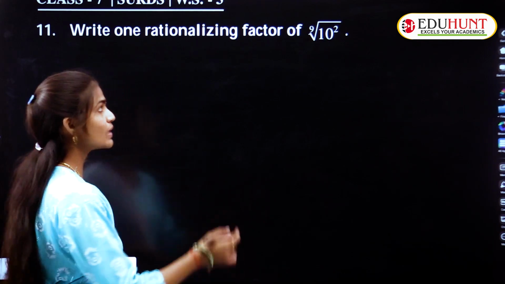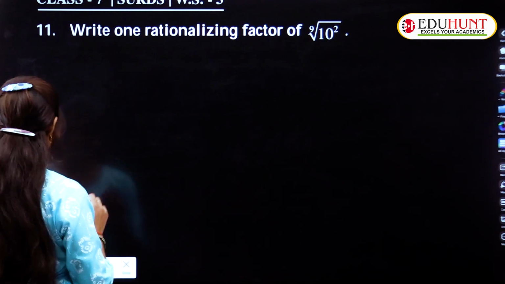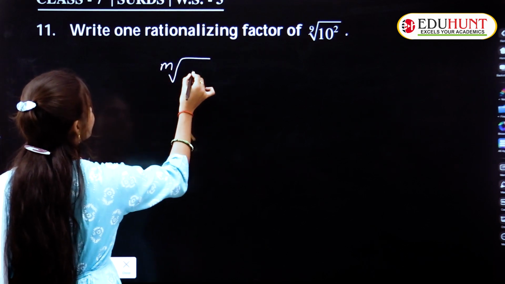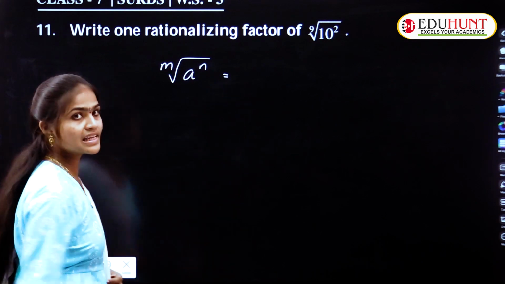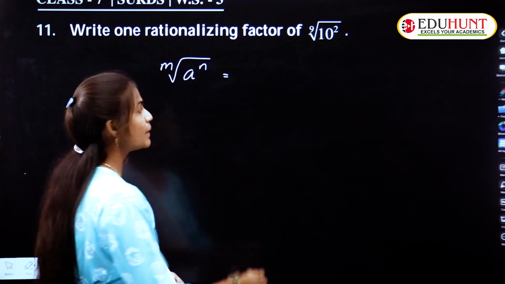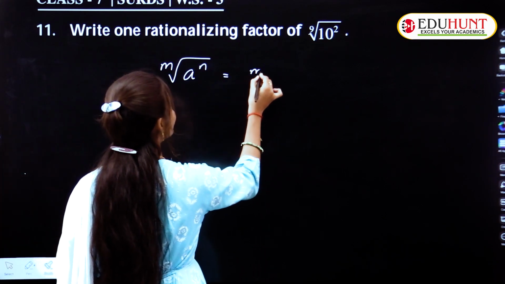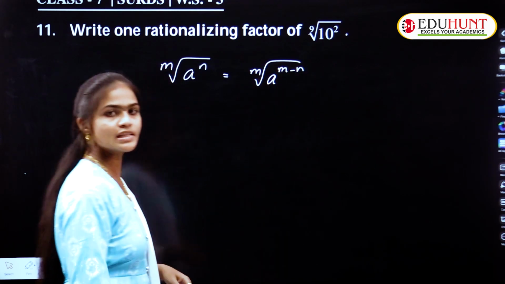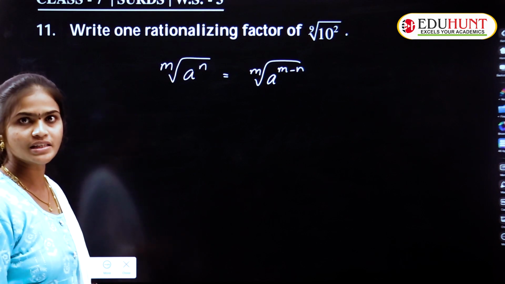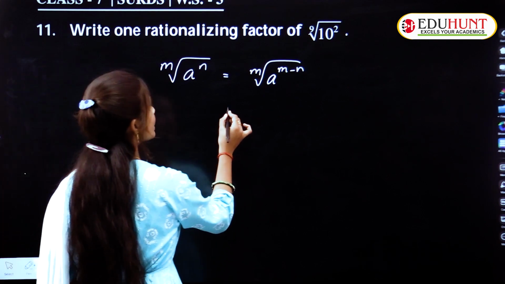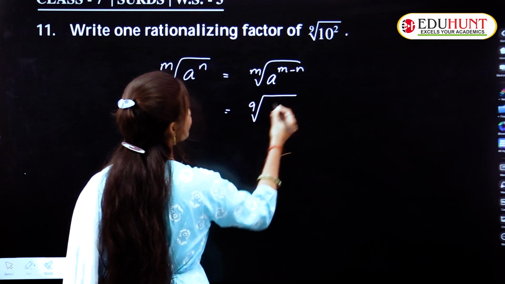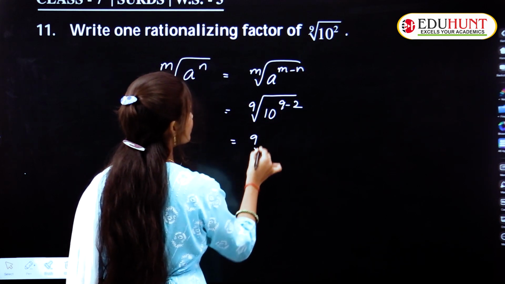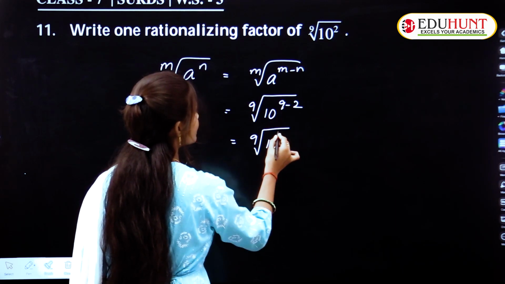The 9th root of 10 squared. Just observe, sir, that it is in the form of the mth root of a power n. So what is the rationalizing factor of the mth root of a power n? That is the mth root of a power m minus n. That is one of the rationalizing factors. Shall we write like that? So here, what is the rationalizing factor? The 9th root of 10 power 9 minus 2, which is equal to the 9th root of 10 power 7.